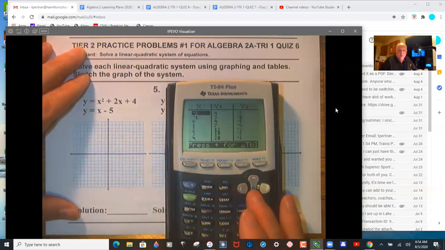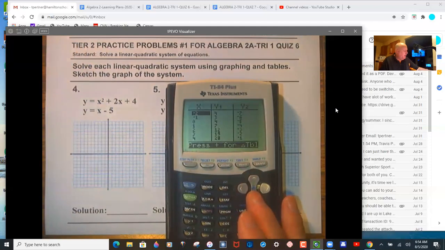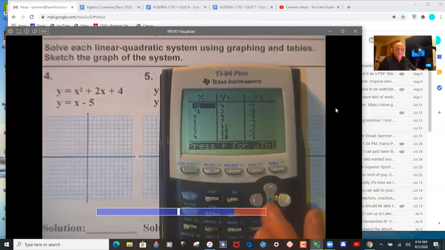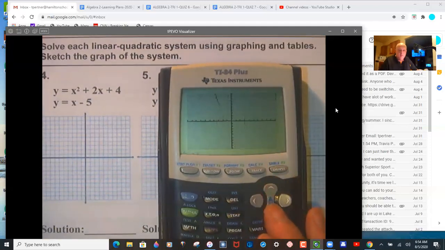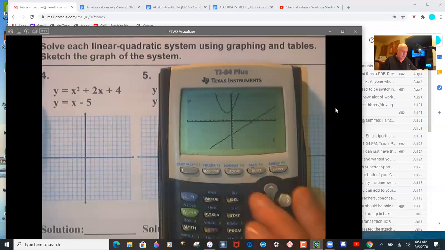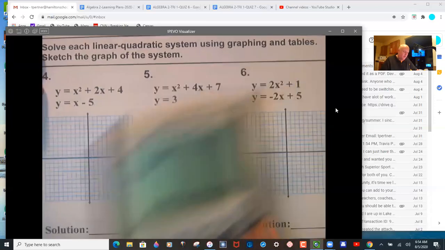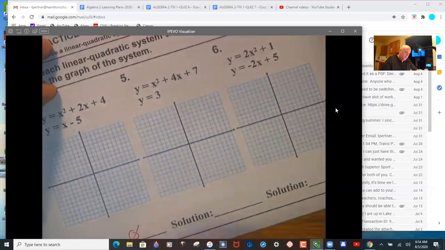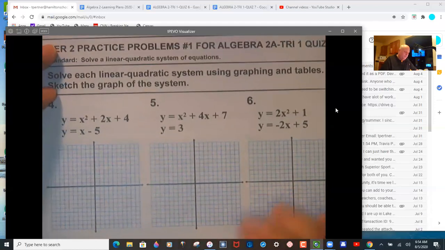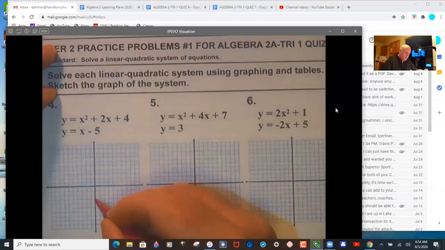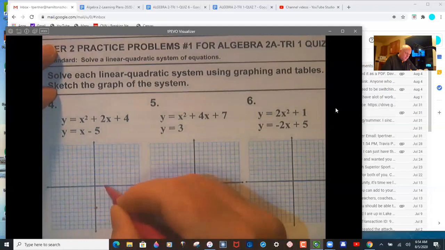So you're looking for where your y values are the same. And you can take a peek at the graph too. And guess what? We do not have points of intersection, so you would not see any of the y values coincide. And now you just want a graph. Okay, so 1, 2, 3, 4, 5, we can do a couple of points.